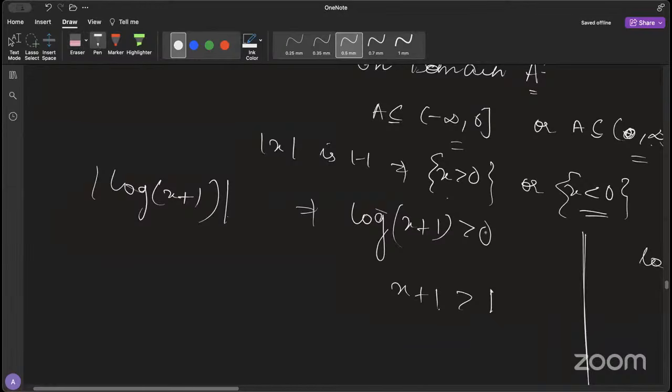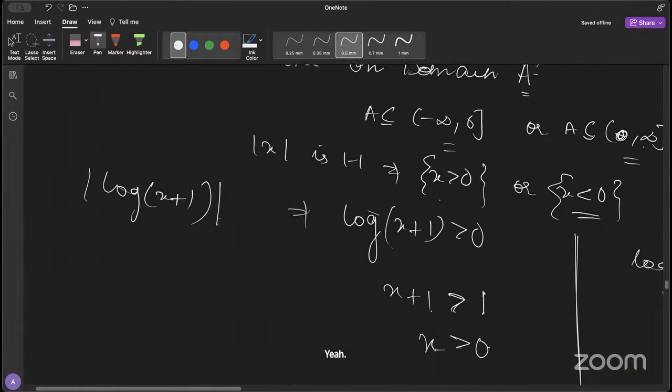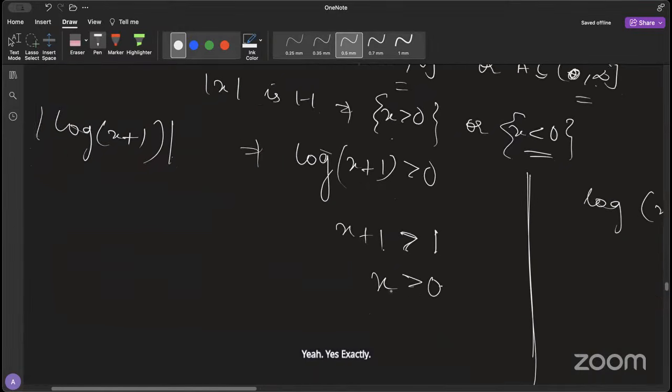x, this condition is just 1. Yes ma'am. It should be 10 to the power greater than 0. So this will be x greater than 0, right? Yes, exactly, correct. So now what do I want?